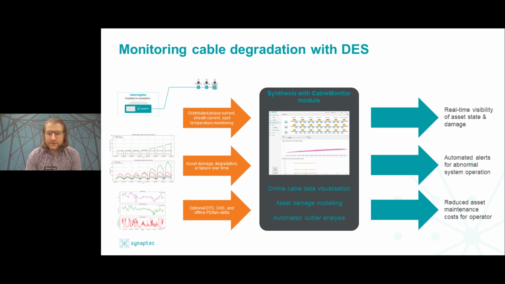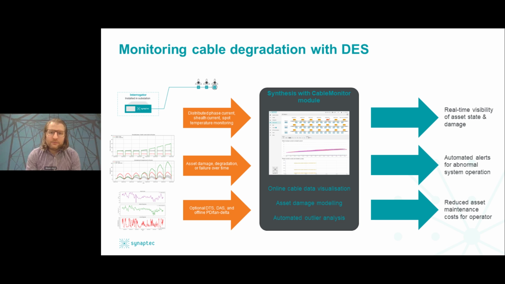So moving on to the next slide, this gives a bit of an overview of how we achieve this. So in summary, we take several inputs, such as our own deployments, looking at electrical measurements at different points, temperature measurements at different points. And we can optionally augment that with other data sources, such as DTS, DAS, and other information that's available.